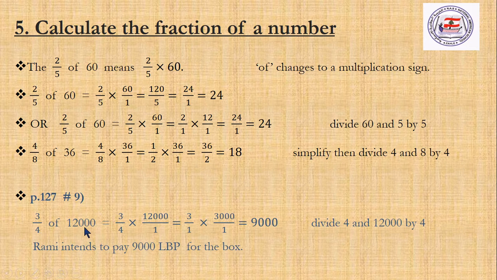3/4 of the 12,000 is equal to 3/4 times 12,000 over 1. I can simplify 12,000 and 4, divide both by 4. I get 3/1 times 3,000 over 1. Now 3 times 3,000 is equal to 9,000. Then Rami intends to pay 9,000 Lebanese pounds for the box. Go to your book, read the problem again, and see the solution.